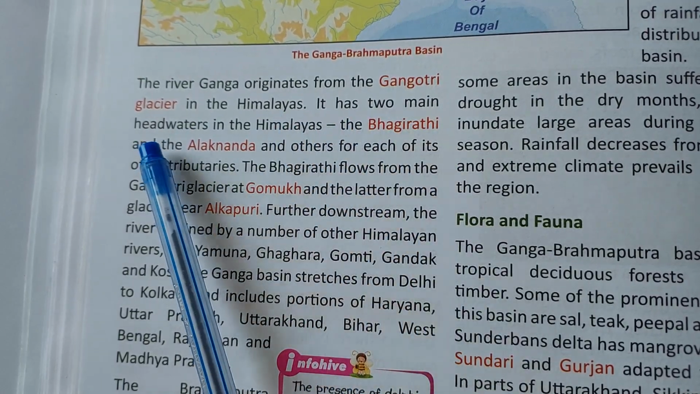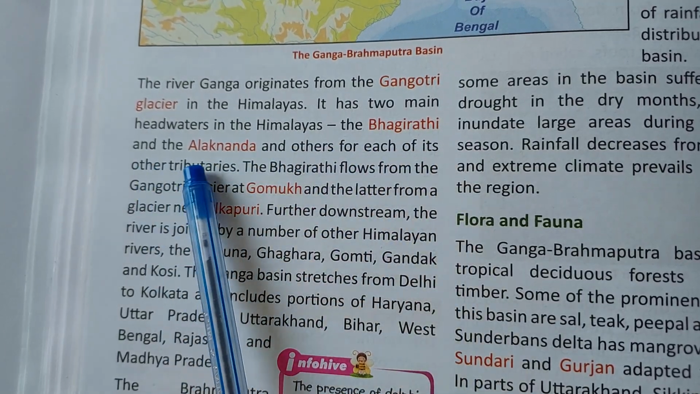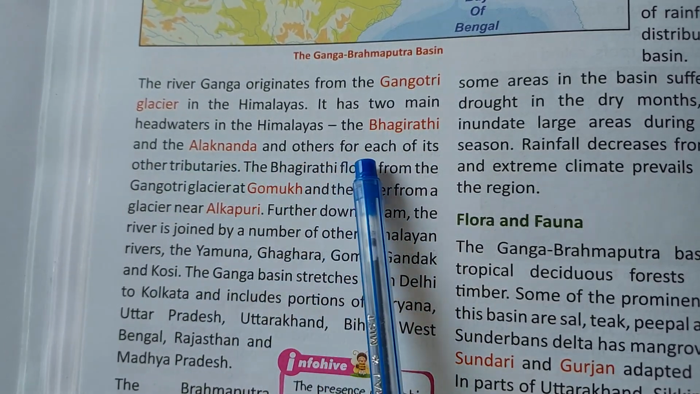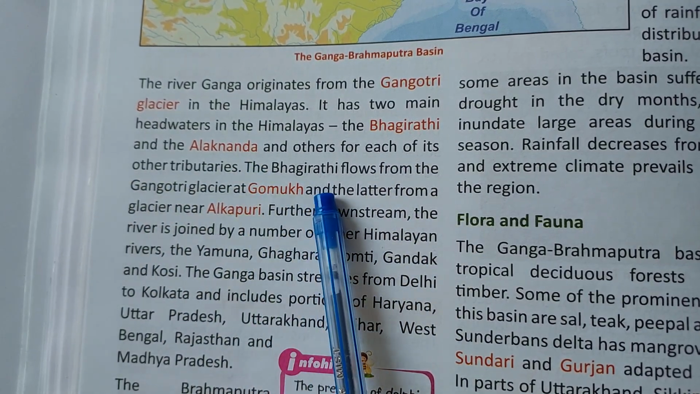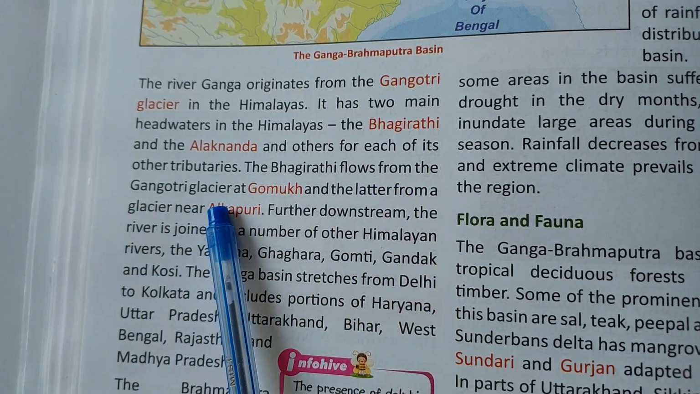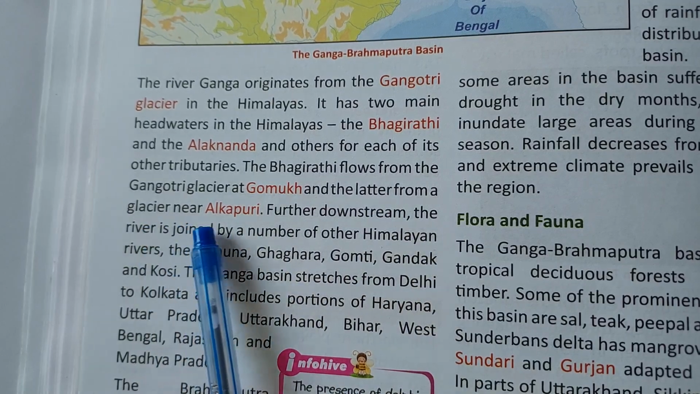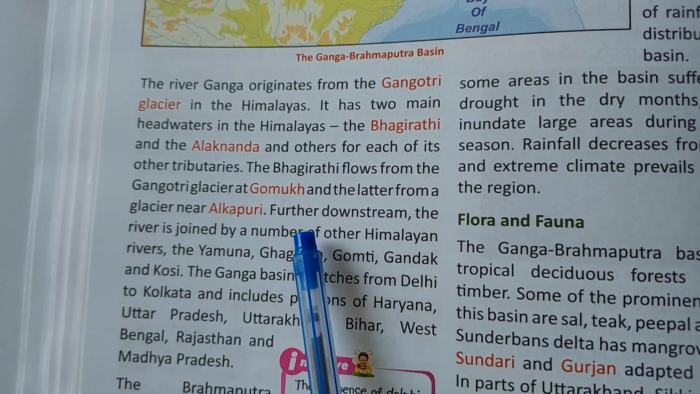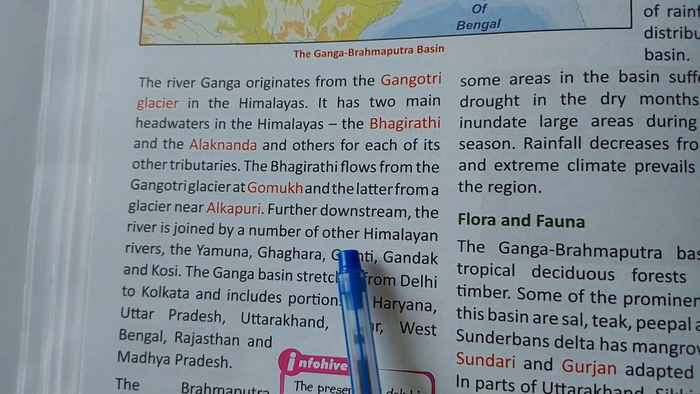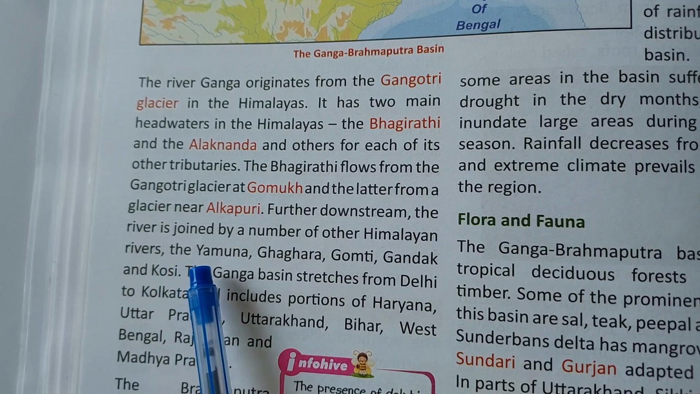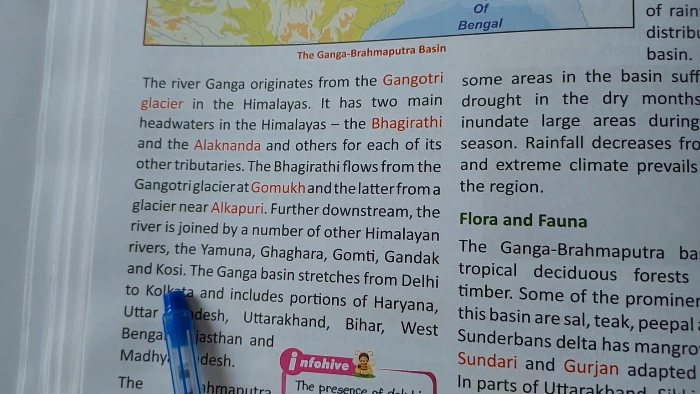It has two main headwaters in the Himalayas, the Bhagirathi and the Alaknanda, and others for each of its other tributaries. The Bhagirathi flows from the Gangotri glacier at Gomukh and the latter from a glacier near Alkapuri. Further downstream, the river is joined by a number of other Himalayan rivers, the Yamuna, Ghagra, Gomti, Gandak, and Kosi.